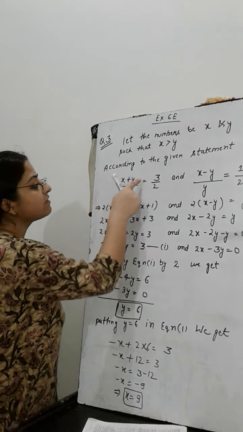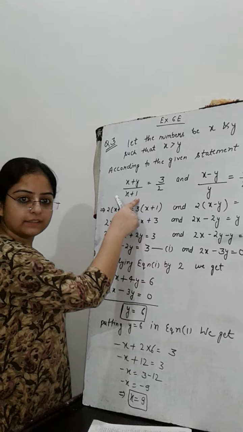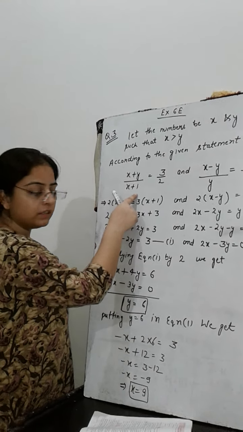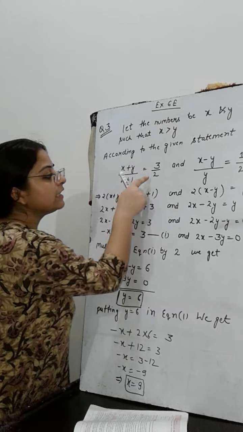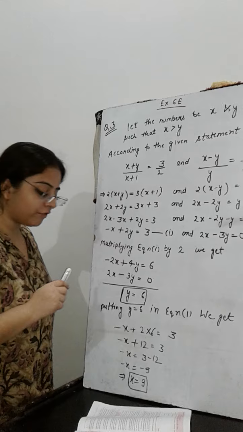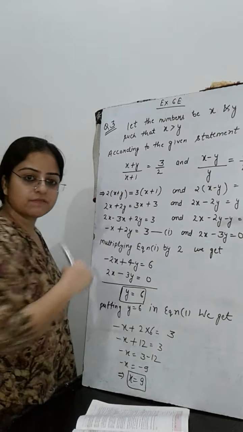तो जब x plus y को x plus 1 डिवाइड करता है, when x plus y is divided by x plus 1, then the result is 3 by 2. And when the difference of these numbers, so the difference of x and y will be x minus y.